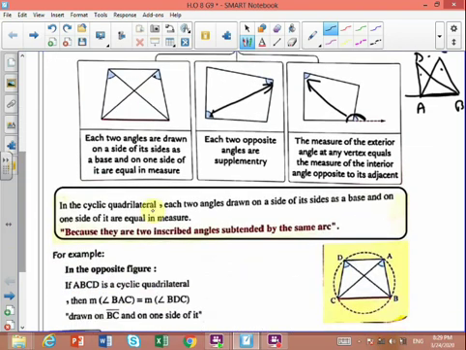In the cyclic quadrilateral, each 2 angles drawn on a side of its sides as a base and on one side of it are equal in measure. If this is cyclic, then measure of angle A equals measure of angle D. Why? Because they are 2 inscribed angles subtended by the same arc. ABCD is cyclic, then BAC equals BDC, drawn on BC and on one side of it.